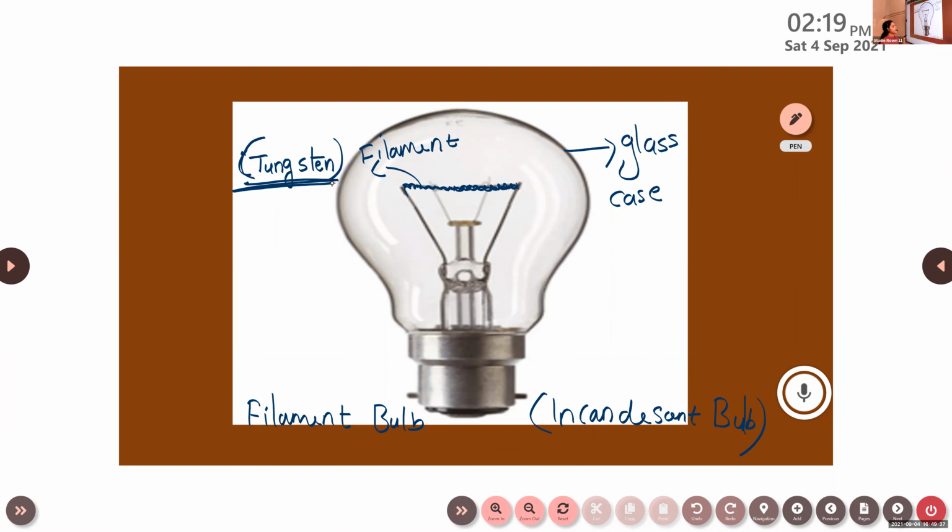So here we are using tungsten as a filament because it possesses high melting point and high electrical resistivity.